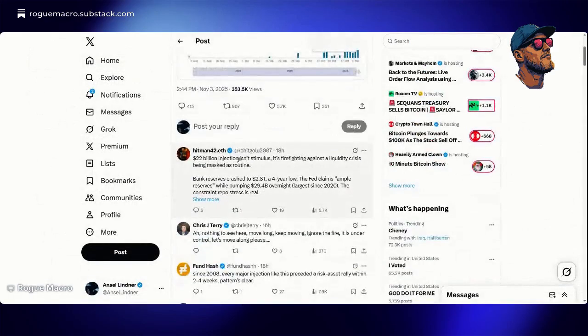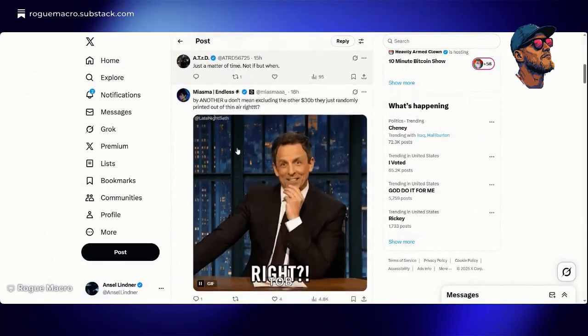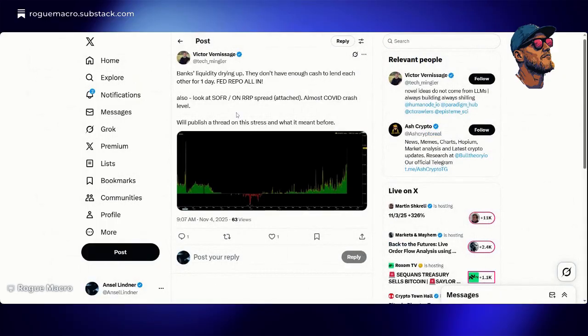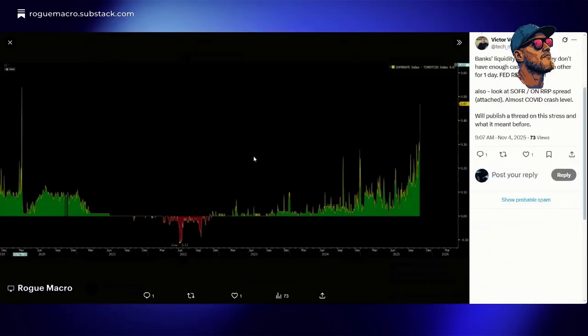But this was another good chart. Let's see, I had one of the replies here, if I can find it. Here it is, from Victor Techmingler. And here he says, banks liquidity drying up. I would say viscosity is going up, not necessarily liquidity drying up. They don't have enough cash to lend each other for one day. Fed repo all in. Also look, SOFR and reverse repo spread attached. Almost COVID crash level.